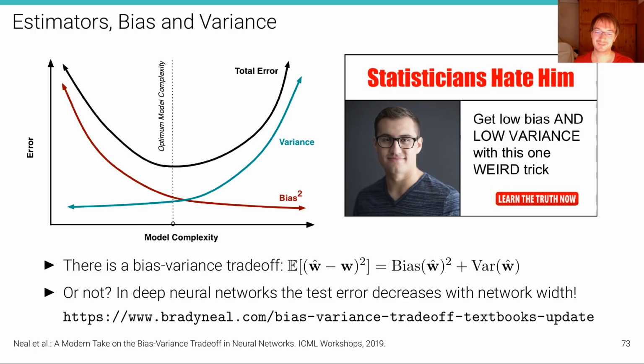However, it seems it might not be the case in all situations. And that's interesting. For instance, in deep neural networks, the test error decreases with the network width. And there's an interesting blog post I'd like to encourage you to read, which might bring you forward in thinking about this problem more.